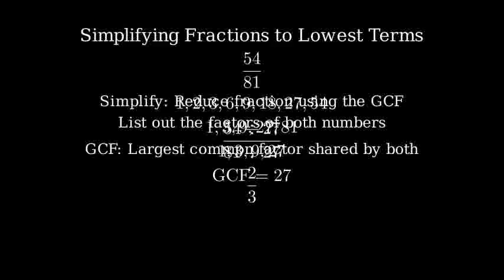Let's calculate these. 54 divided by 27 is 2, and 81 divided by 27 is 3. So, the simplified form is 2/3. And there you have it.